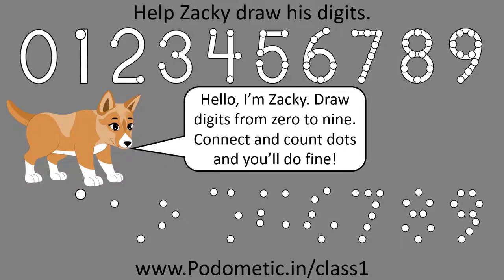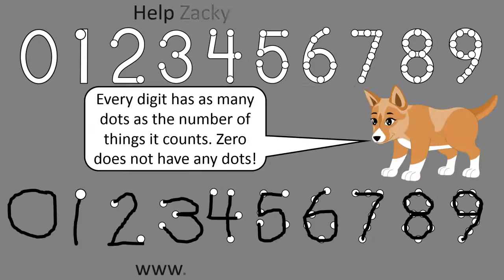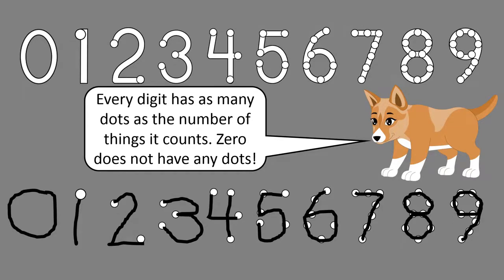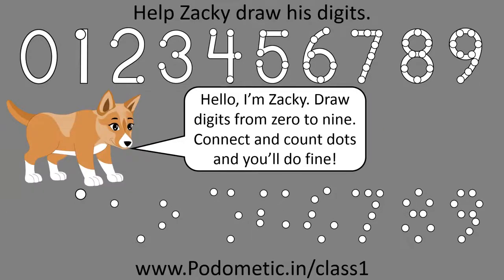Hello, I'm Zaki. Draw digits from 0 to 9. Connect and count dots, and you'll do fine. Every digit has as many dots as the number of things it counts, and 0 does not have any dots. So we're starting to teach children how to actually draw the digits.